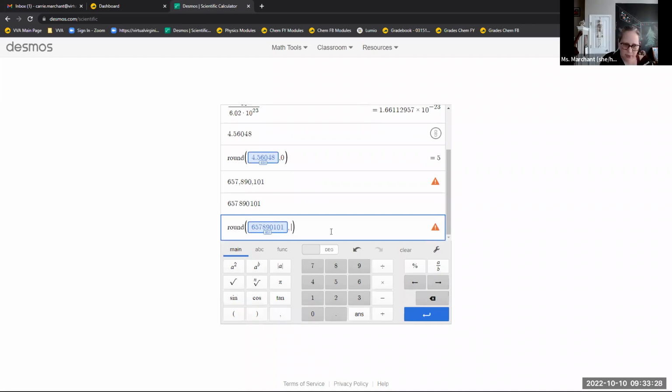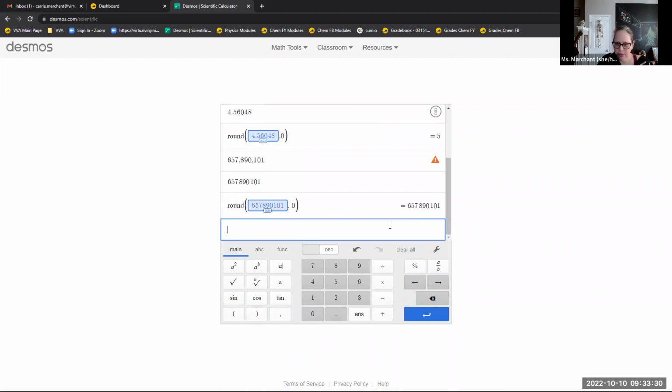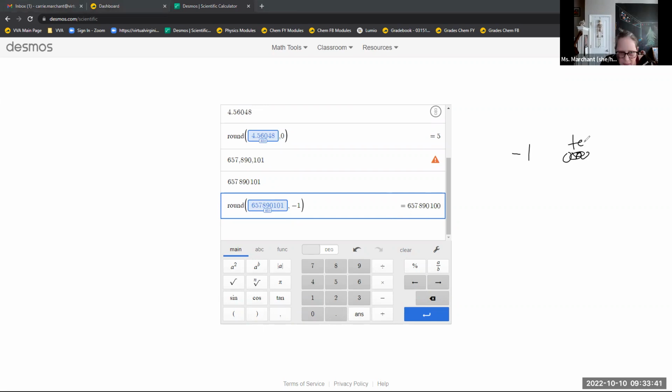And I'm going to round this one to 0 decimal places, same as we did before. What else could I do? I can write it to -1 decimal places. That means round it to the nearest 1, nearest 10. No, let me look. Okay, no, that's also now to the nearest 1. So that one works both directions.